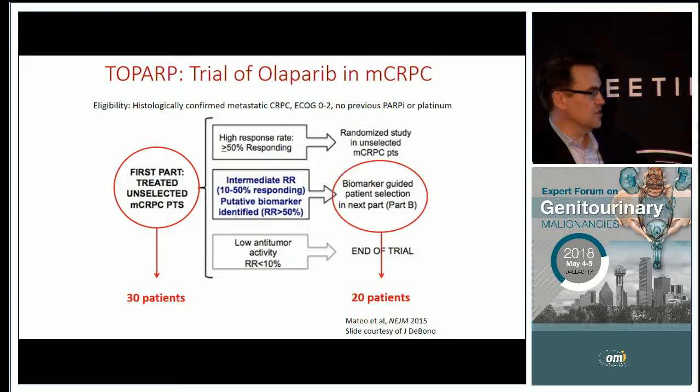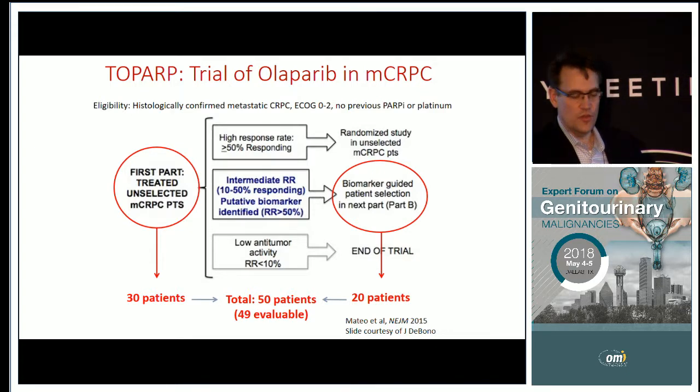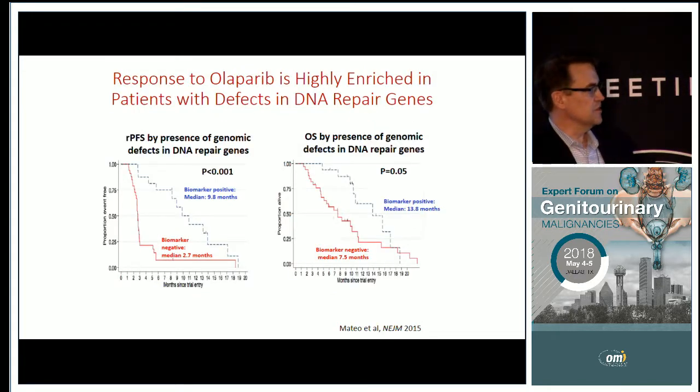you think about selection. So they treated an initial 30 patients, and they had 20 patients in the biomarker selected group. So they had a total of 50 patients to evaluate for response to olaparib in biomarker selection versus no biomarker selection. And these are the results, and they're quite impressive, and that's why it went into the New England Journal of Medicine. In the patients in whom they were biomarker selected because of the presence of a DNA repair alteration, the median PFS to olaparib in CRPC, and many of these are post-chemotherapy patients, was 9.8 months, where it was a little bit under 3 months in the unselected group.